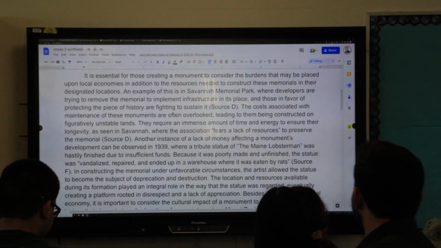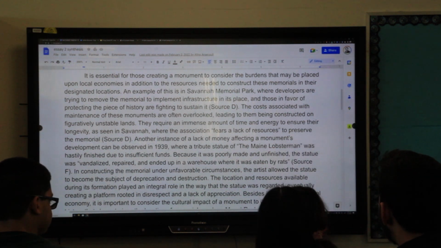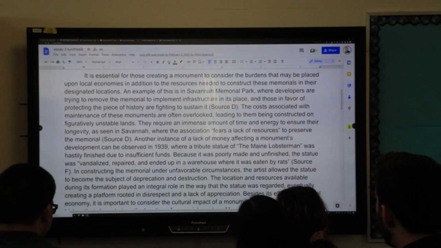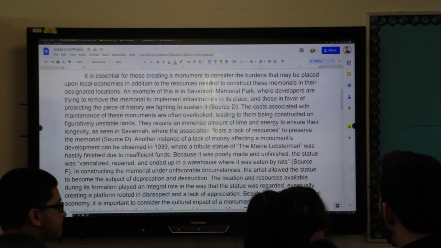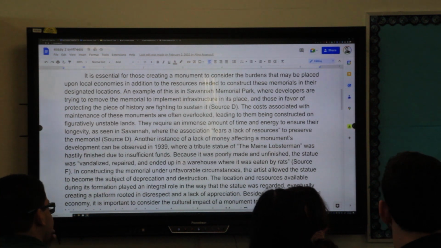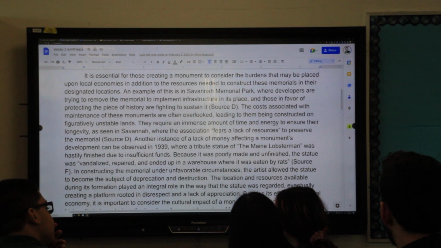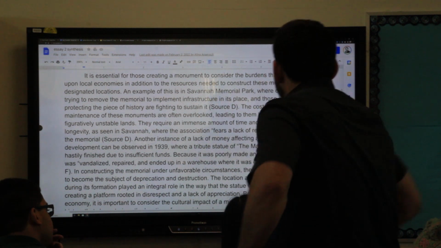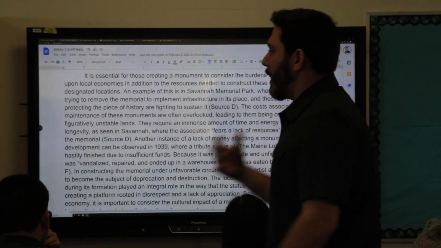Go ahead. Another instance of a lack of money affecting a monument's development can be observed in 1939, where a tribute statue of the Maine lobsterman was hastily finished due to insufficient funds. Because it was poorly made and unfinished, the statue was vandalized, repaired, and ended up in a warehouse where it was eaten by rats. I love the way they connected that information. They give you this background.